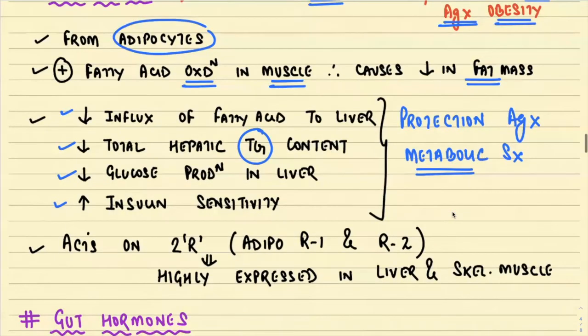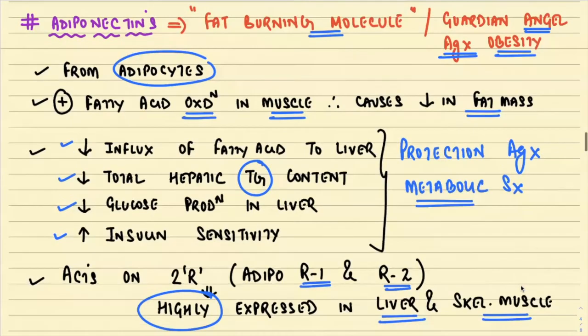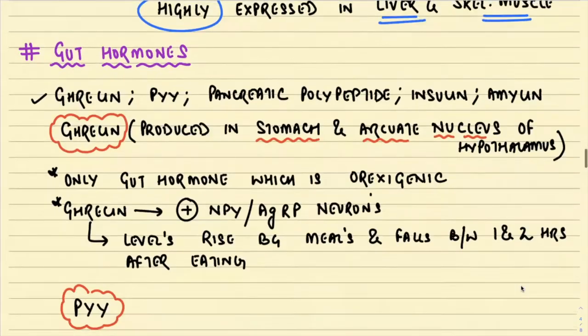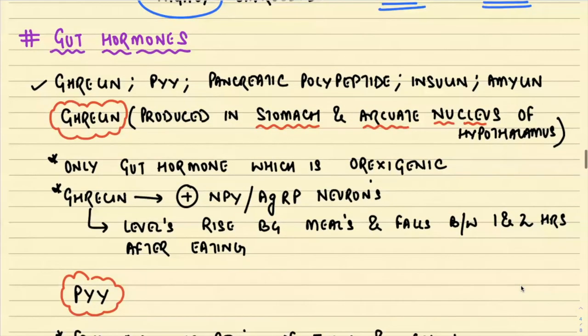Now they act on two receptors, adipor receptor 1 and 2, R1 and R2. These receptors are highly expressed in both the liver as well as the skeletal muscle. And it is very understandable, because the major action of these particular hormones, if you see, is at the level of the liver and the skeletal muscle only. Is it all right, everyone? The next group of hormones is from the stomach. So the gut hormones, very, very, very important.